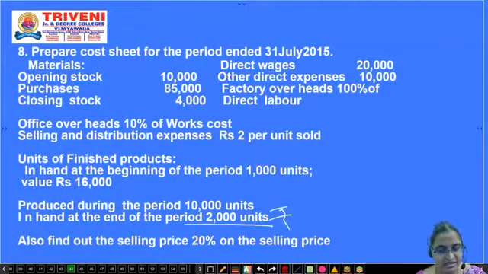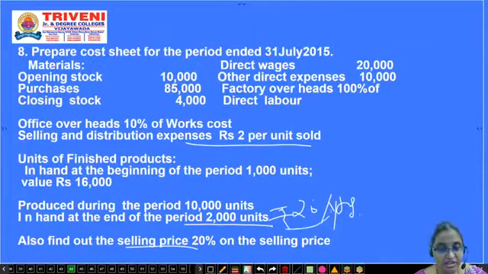So it was calculated. After that, the selling and distribution overheads of 2 per unit was given. So the number of units sold must also be found out. The next point: in the earlier sums you have already seen that the sales was given. But in this sum the sales was not given. But they said now 20% profit. That 20% must be taken on selling price only. So in this sum sales was also not given. So 3 missing figures must be calculated.